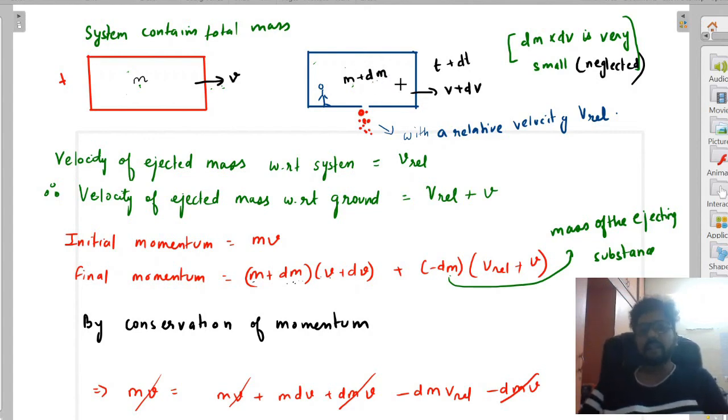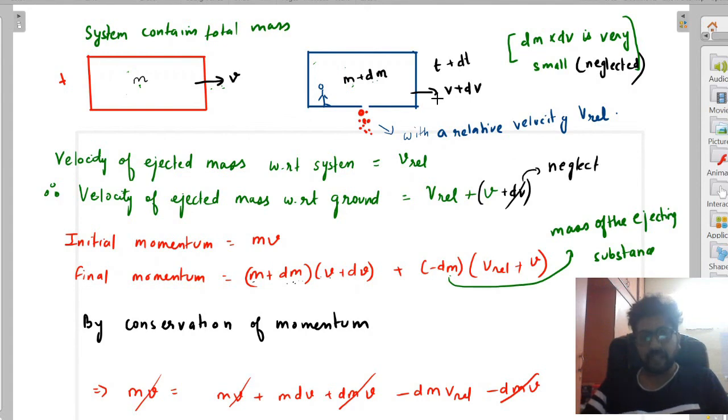Okay, and the velocity becomes v plus dv, right? So now the velocity of the ejected mass with respect to the system is v relative. But what is the velocity of the ejected mass with respect to the ground? It is the velocity relative plus the velocity of the system. You can also write this as v plus dv, but you will neglect this.